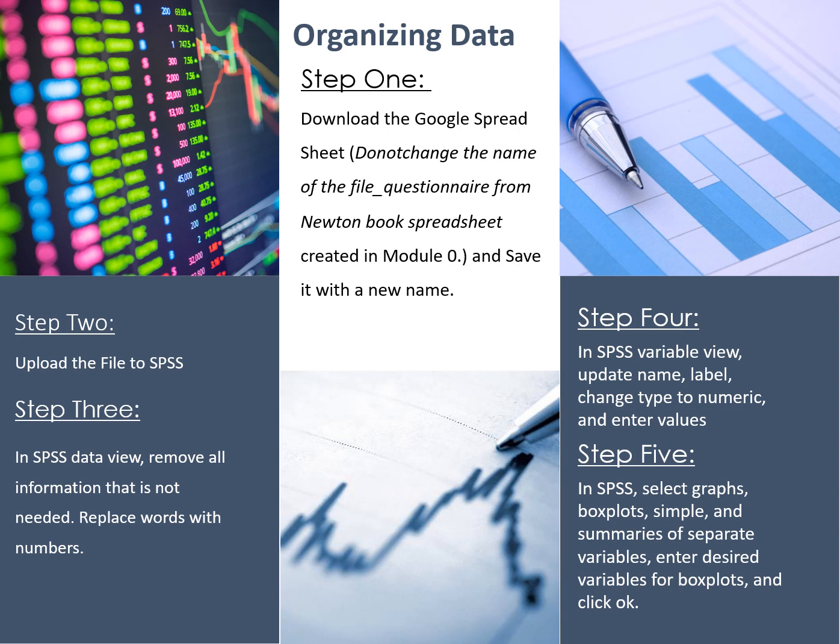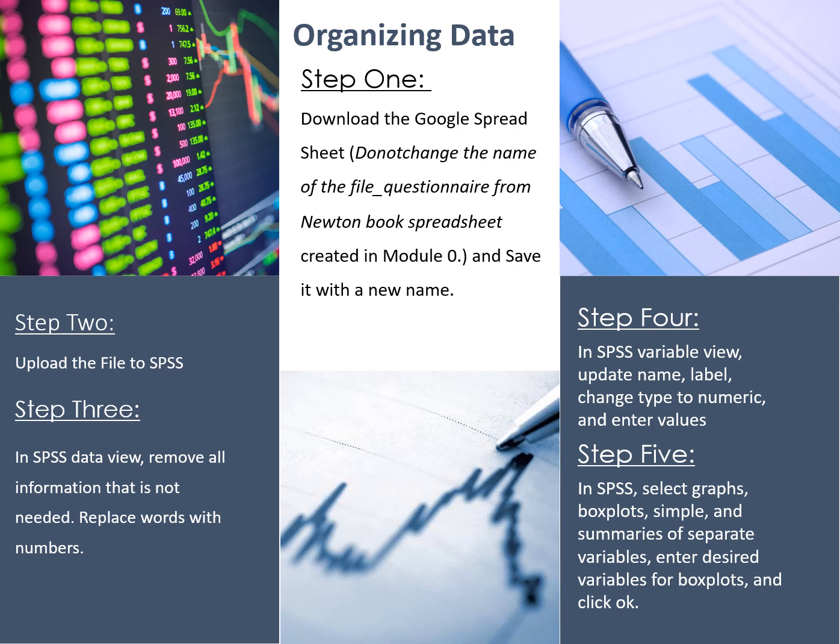Step 1 was to download the Google spreadsheet that was titled Do Not Change the Name of the File _ questionnaire from Newton's book Spreadsheet, and this was created in Module 0. And so I download that and save it with a new name. Step 2 was to upload the files into SPSS. Step 3, in SPSS data view, remove all information that is not needed and replace all words with numbers.